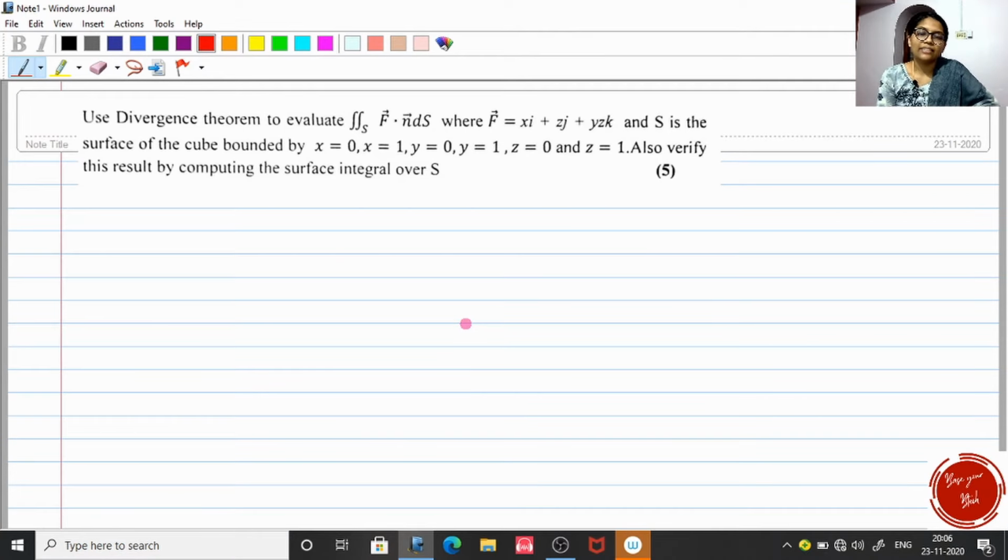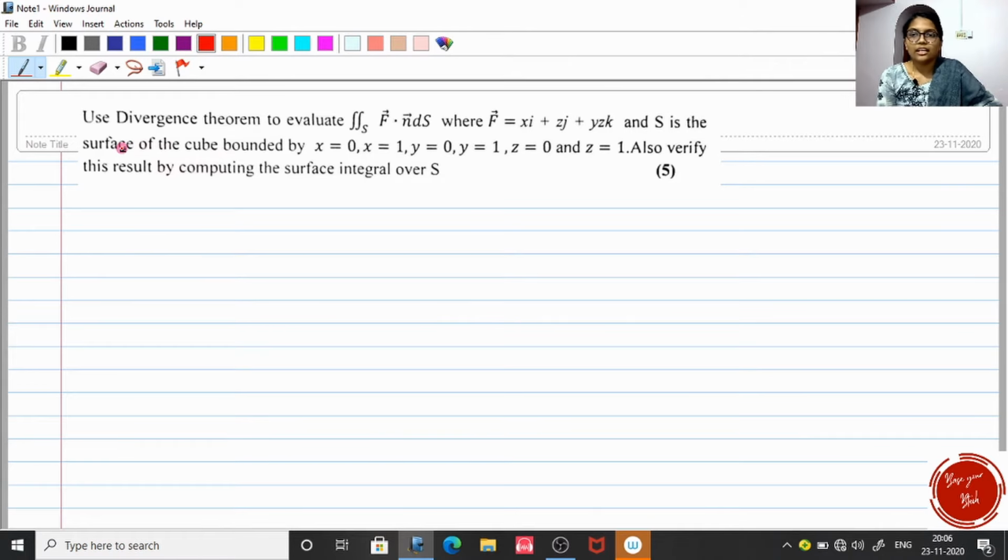So last class we had discussions on Gauss Divergence Theorem and Stokes Theorem. Today we will discuss, or we will do, one problem from Gauss Divergence Theorem. See, this question is taken from the July 2017 KTU question paper.